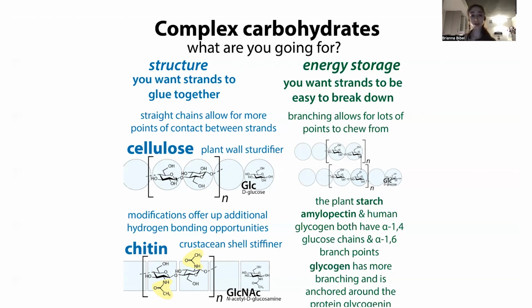With the sugars, remember, we just have these hydroxyl groups, and these can form hydrogen bonds with one another, but they're not great. I mean, they can be really strong, but what if you need it stronger? You wouldn't want an exoskeleton, a shell, made up of cellulose. That wouldn't be sturdy enough. You need something sturdier. Crustaceans have this complex carbohydrate called chitin, I can never pronounce it right, but it has modifications that offer additional hydrogen bonding opportunities.